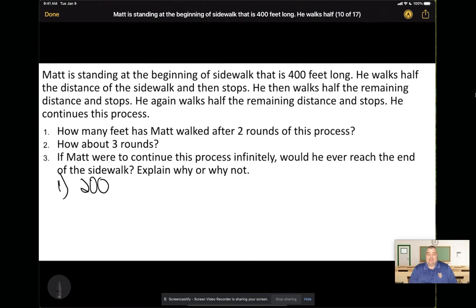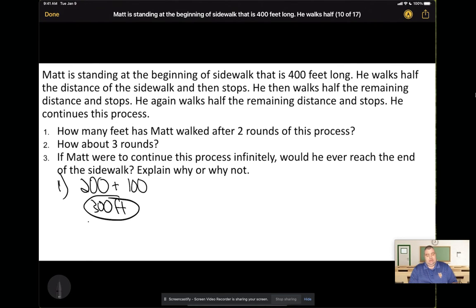He then walks half the remaining distance and then stops. So there's 200 feet left. He walks half of that distance. So in round 2, he's walked 100 feet. So he walks 200 feet in round 1. In round 2, he walks 100 feet. So how many feet total has Matt walked after 2 rounds of this process? He's walked 300 feet total.